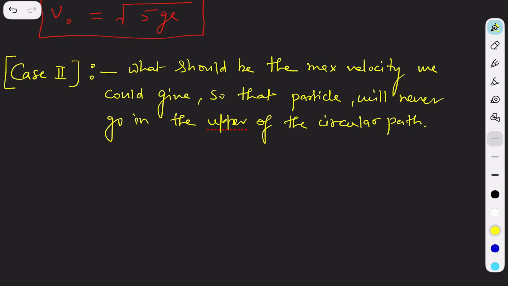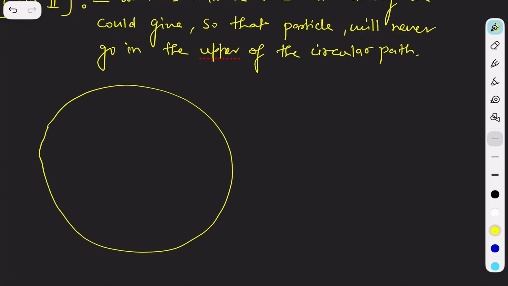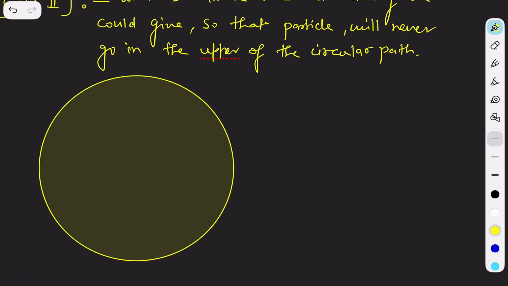Like what I'm trying to convey here, guys, just let me make the circle. So let's say this is your circle, and this is our upper half, sorry, lower half.